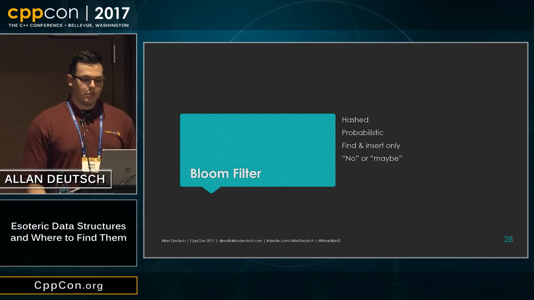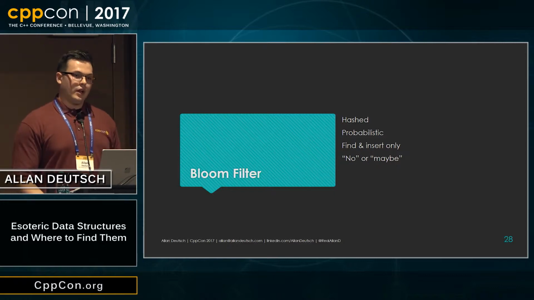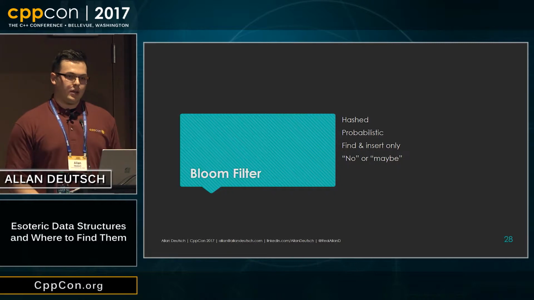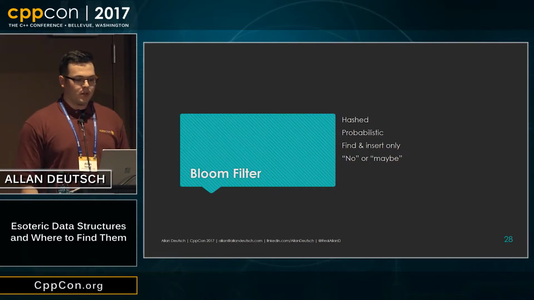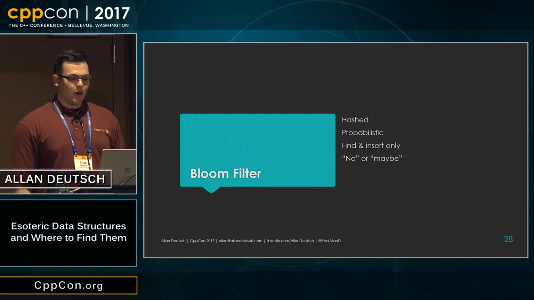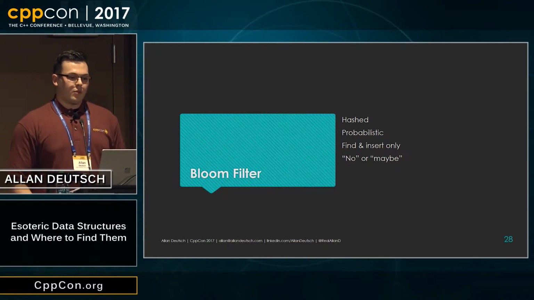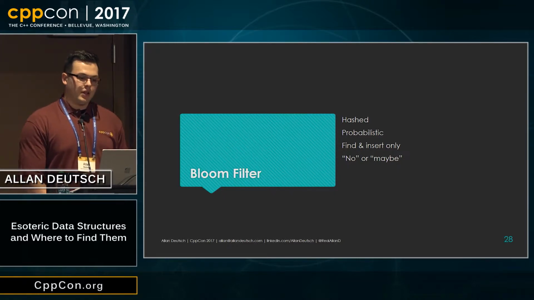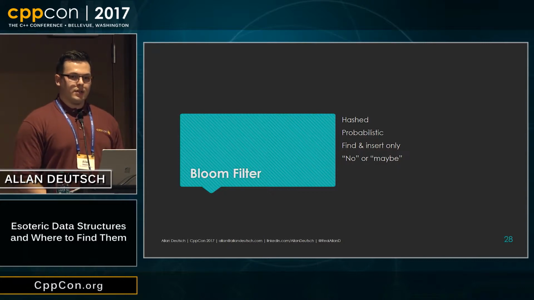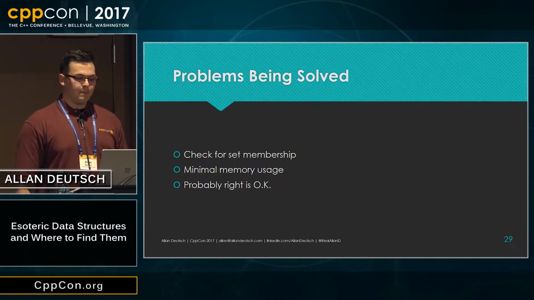So the probabilistic part is that sometimes it'll say an element is in the set when it really isn't, but it doesn't actually contain any of the elements, it's just a bunch of bits. So it only supports find and insert operations, you can't remove things from it, and the only options that you can get from a find are that it's definitely not there, or if it says that it is there, it could be incorrect and the data's actually not, and so that's where the probabilistic part comes in.